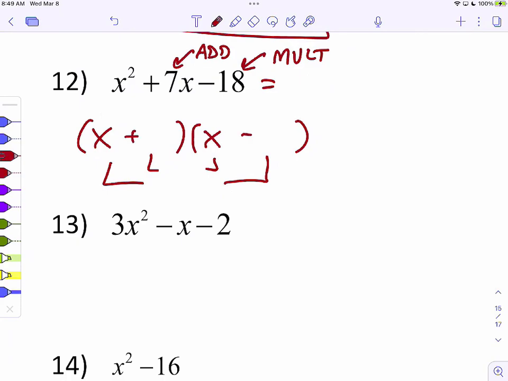You're going to need one of each sign. They have to multiply to a negative 18. So one of them has to be positive, one of them has to be negative. The numbers end up being 9 and 2. You don't have to write this down.